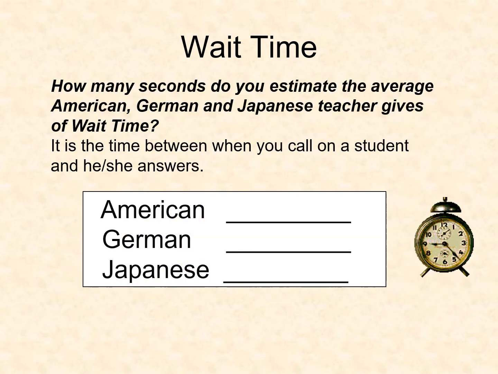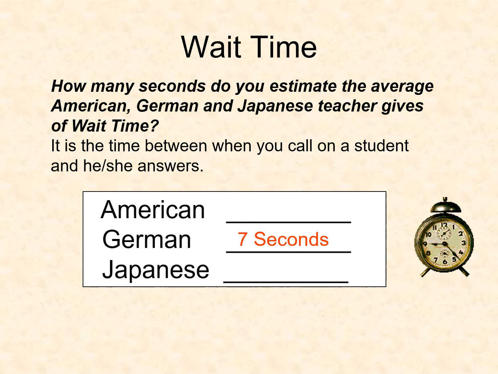When we are referring to wait time, we're talking about the time between when you pose a question and you call on a student and that student answers. According to Duplass, how many seconds do you estimate that the average American, German, and Japanese teacher provides wait time before either calling on someone else or providing the answer or prompting the student more about the answer?